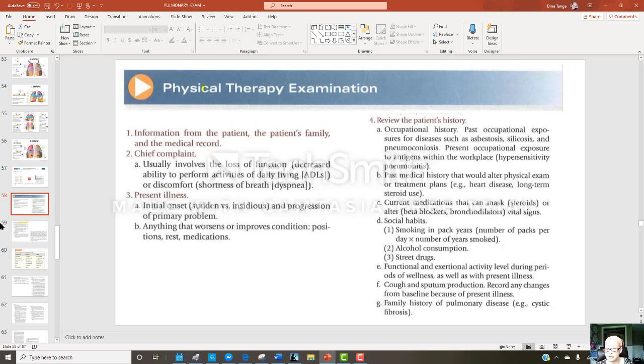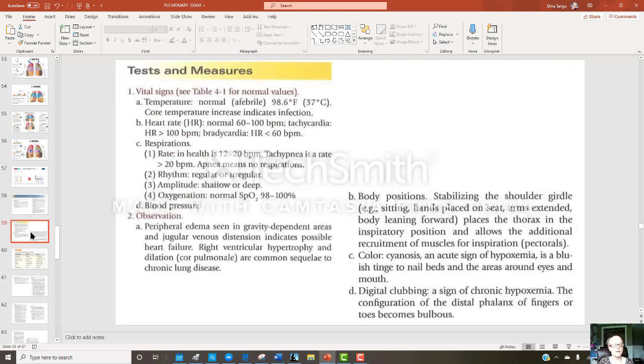Functional and exertional activity level during periods of wellness as well as with present illness. Cough and sputum production: record any changes from baseline because of present illness. Family history of pulmonary disease such as cystic fibrosis. Tests and measures: vital signs.